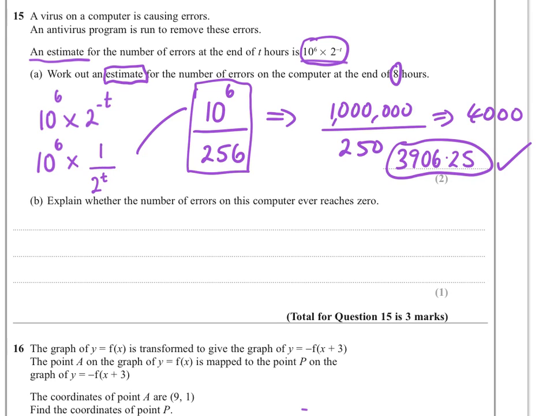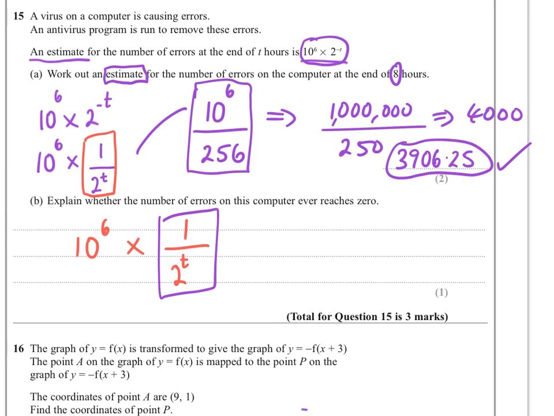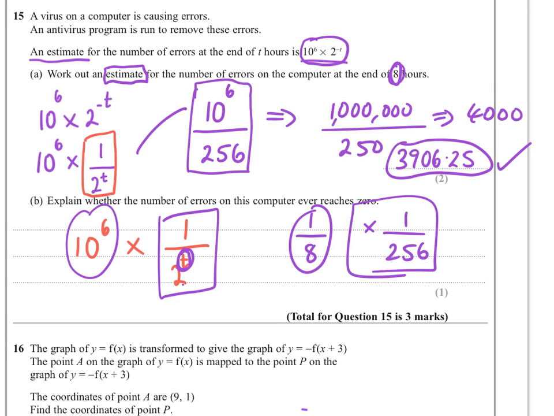It then says, explain whether the number of errors on this computer ever reaches 0. Well, this is why I thought ahead and wrote it in this way. Because if you've got a very large number like 1,000,000, and you're multiplying it by 1 divided by something which gets bigger and bigger and bigger, let's have a look at what happens. If t is 3, you'll have 1 over 2 to the power 3, which is 8. And that means you'll have 1/8 of a million, which is 125,000. And then if t grows even more, say when we had 8, we've got 1 divided by 256, which we had in the initial question. So that means you'd have 1/256 of 1,000,000, which is less, but will it ever reach 0?